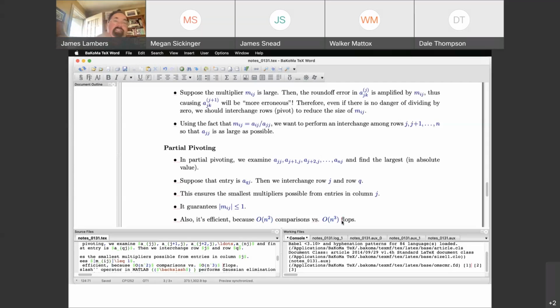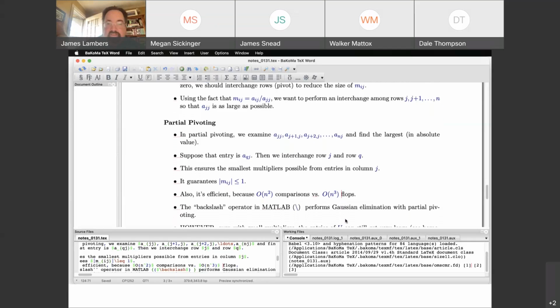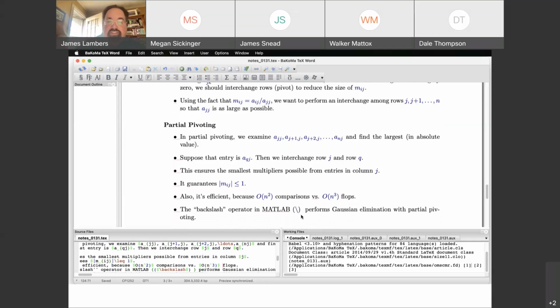While there are different pivoting schemes out there, and this is not the only one I'll tell you about, this is by far the most popular because it does a good job of reducing round-off error, and it's efficient. In fact, when you use the backslash operator to solve a system of equations, if you're doing A\b to solve Ax equals b, under the hood, it's performing Gaussian elimination with partial pivoting. So that's like a default algorithm for solving Ax equals b.